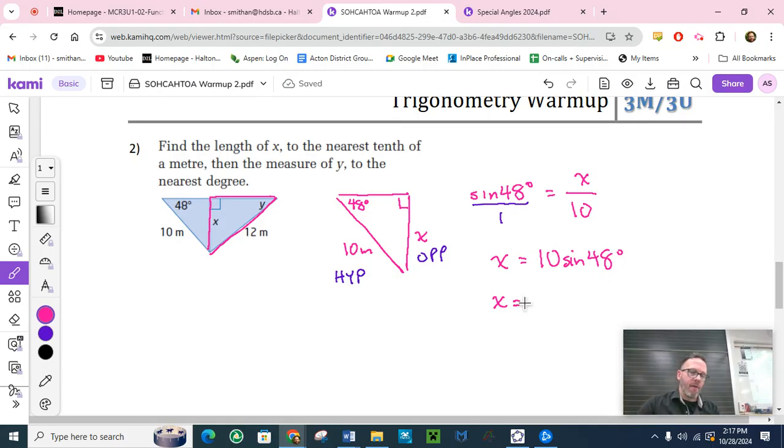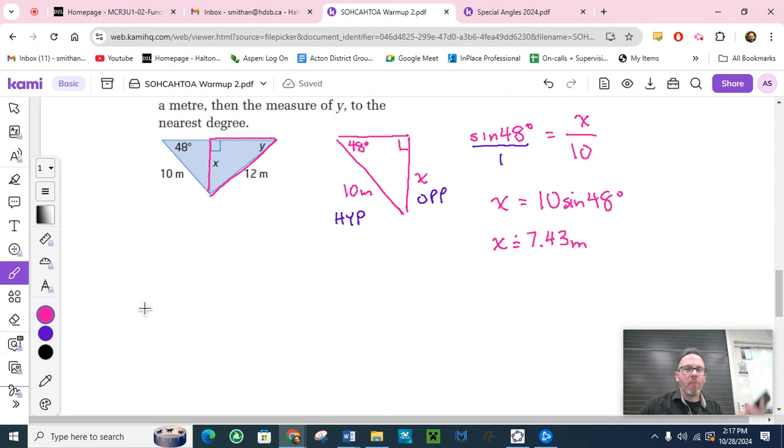10 sine 48, times 48 sine, about 7.4. I'll go 7.43 just to keep some accuracy since my next triangle depends on it. If you use 7.4, you're all good. Aha. Now we have enough information. We've got this vertical side, 7.43, the hypotenuse 12. So now you have enough to find y. This is a great question because it mixes in Thursday and Friday stuff into a double triangle problem.